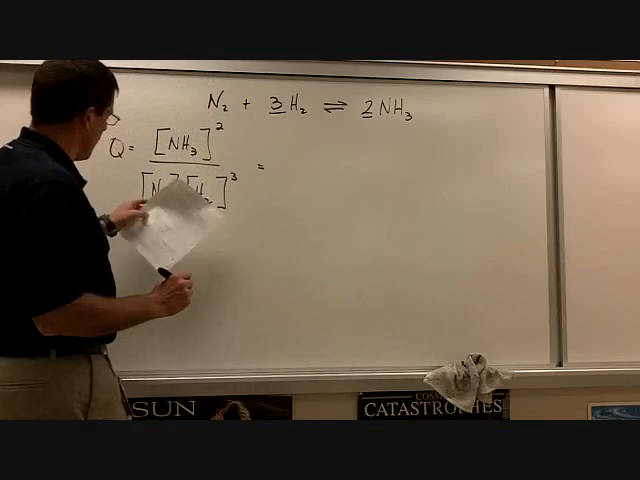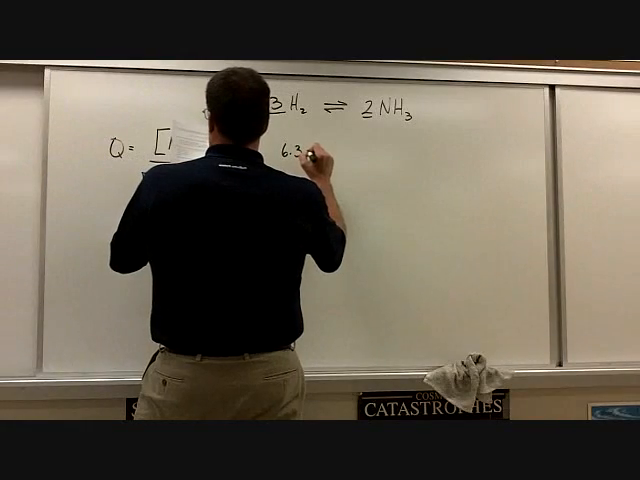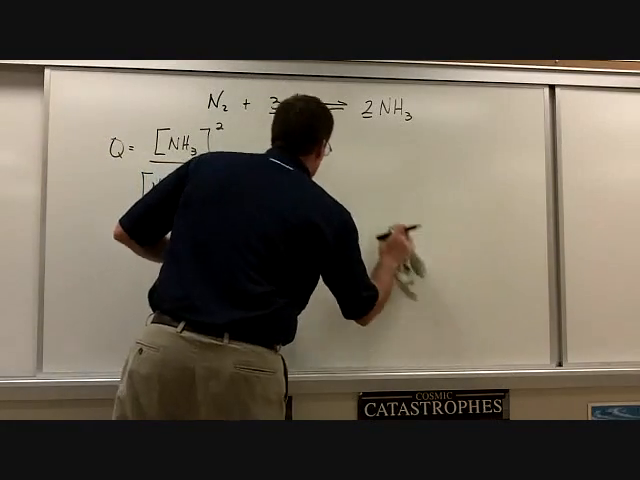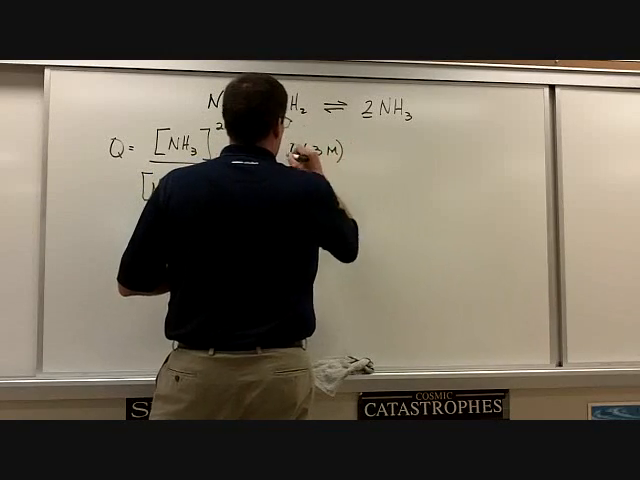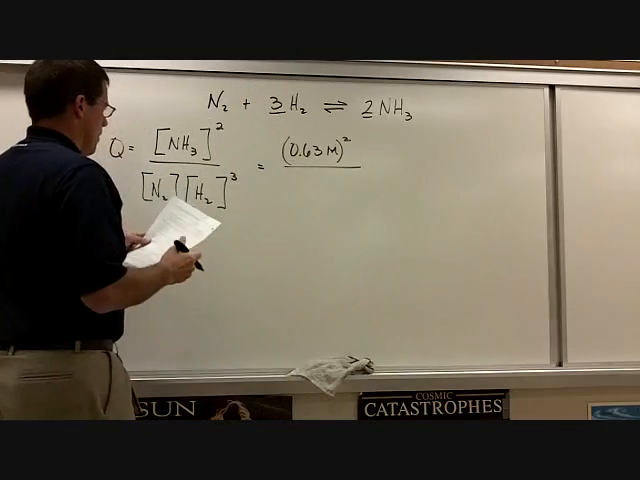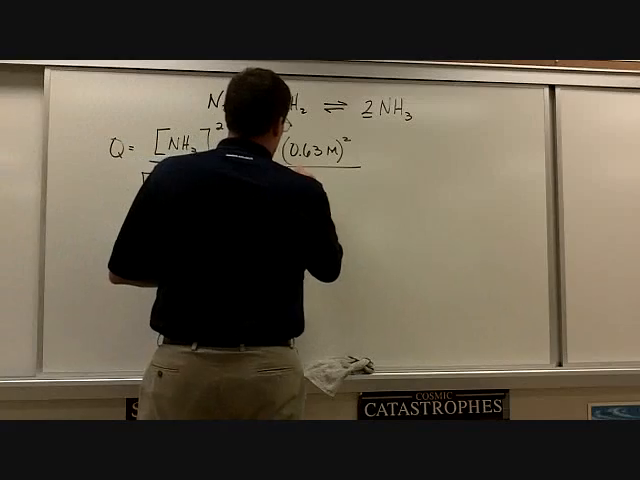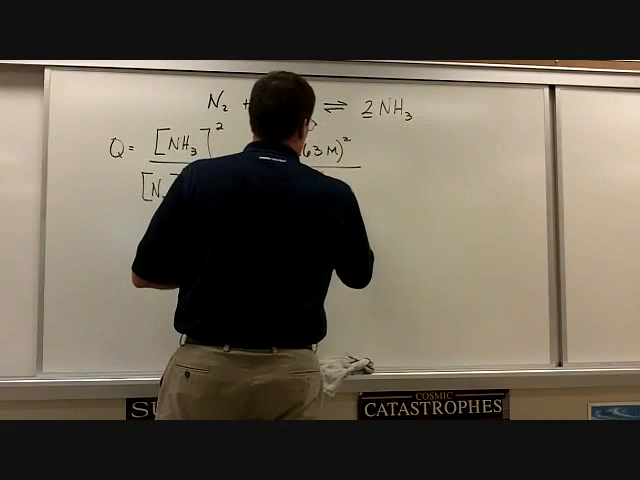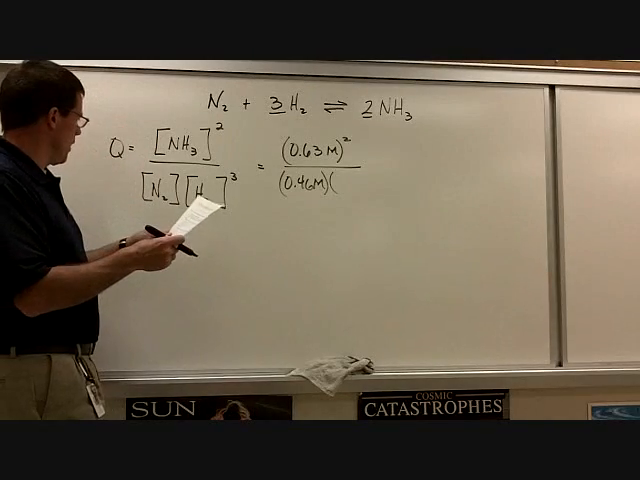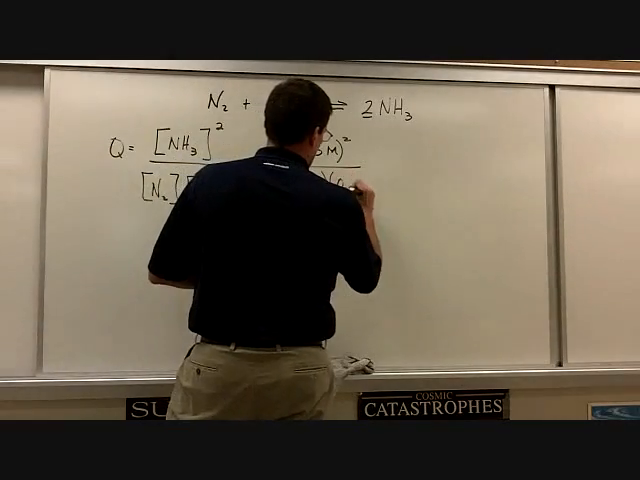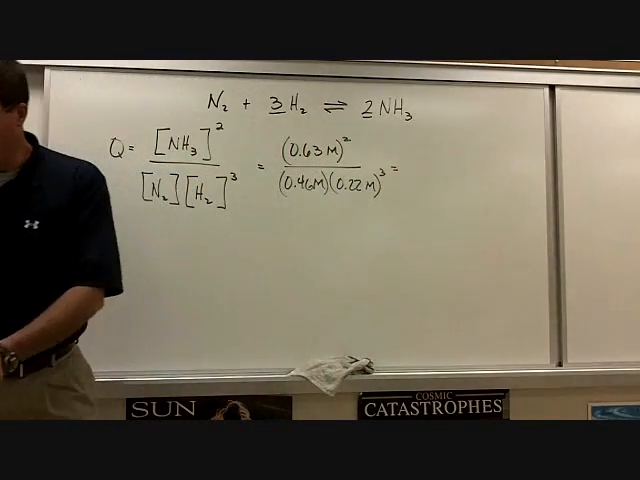So our concentration for the ammonia is given. Actually, we'll put it in the order. So we have 6.3 times 10 to the negative, 0.63 and square it. Okay. And then my nitrogen is 0.46. And again, these are molarities, mole per liter. And then the hydrogen is 0.22. And that's cubed. Okay, let's type that in and get a value.